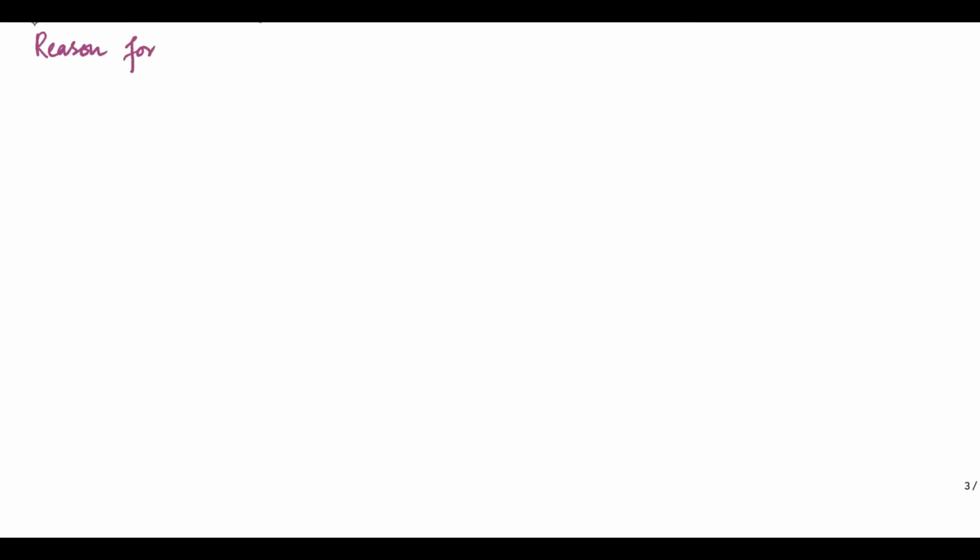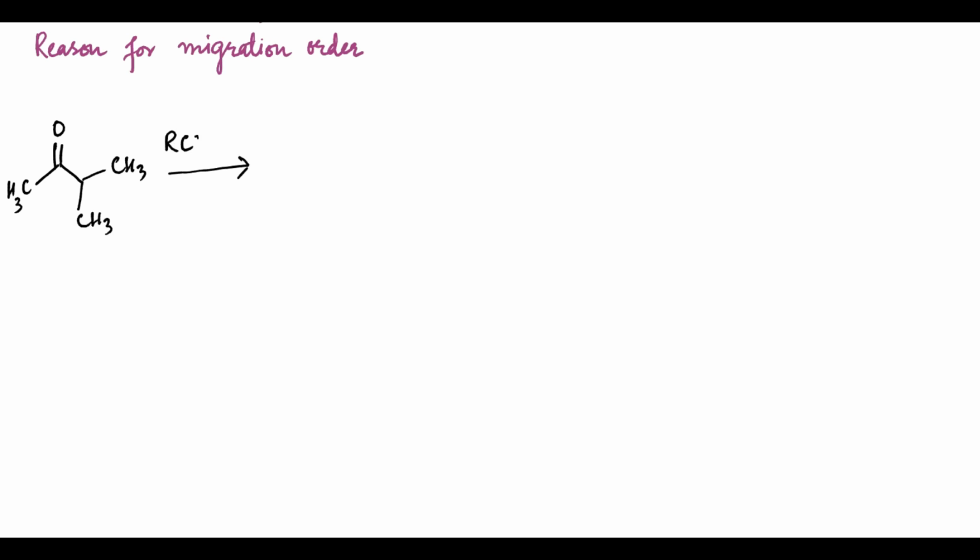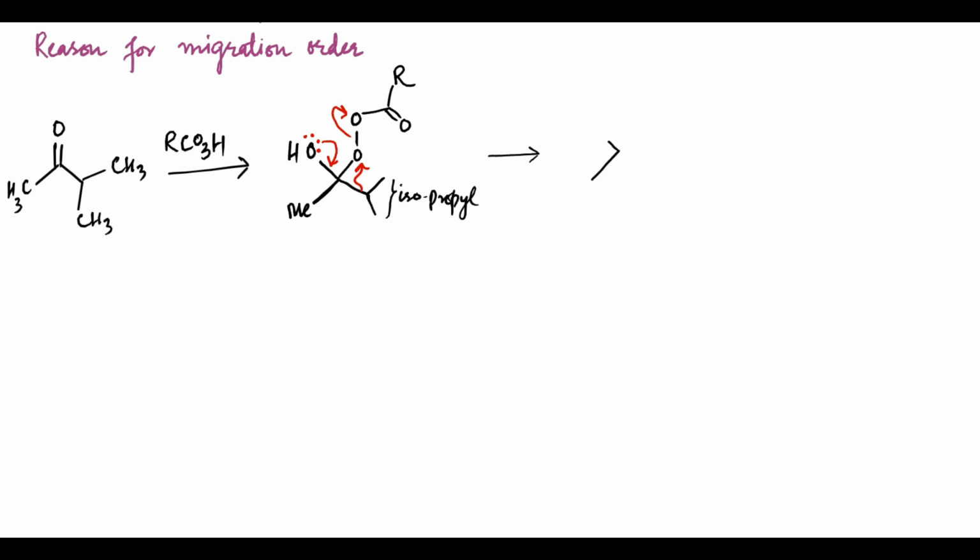Now the question is, why a more substituted alkyl group migrates faster in Baeyer Villiger rearrangement? To understand this migratory aptitude, consider for example, this unsymmetrical ketone with methyl and isopropyl groups flanking the carbonyl group. Upon treatment with peroxyacid, the peroxide is formed. As discussed in mechanism, migration of alkyl group, breaking of peroxide O-O bond, as well as reformation of C=O pi bond is a concerted step.